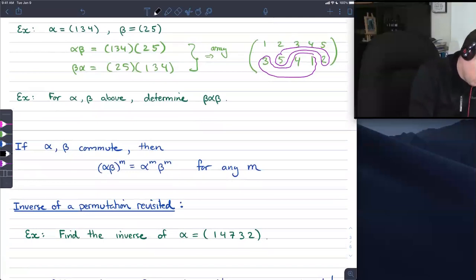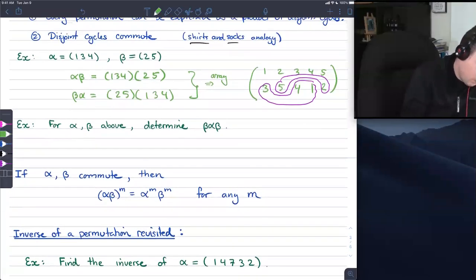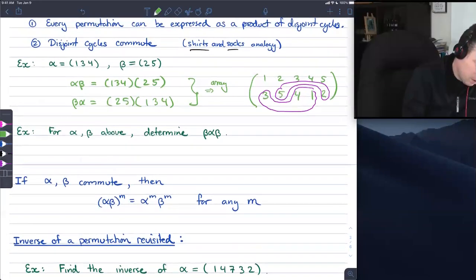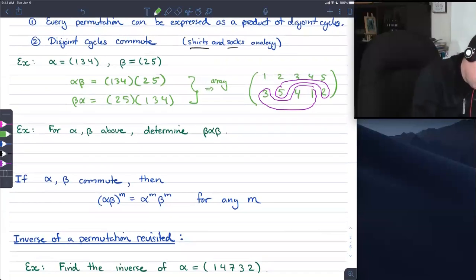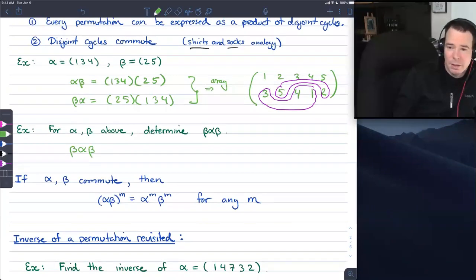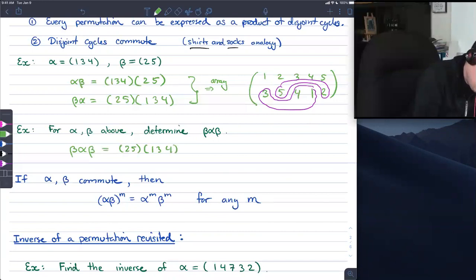Okay. I want to just observe that if we have alpha and beta as defined above, what is beta alpha beta? Sorry, beta alpha beta, not inverse, no inverses here. Now we could multiply these things out. I could write down beta, I could write down alpha, and I could write down beta again, and I will.